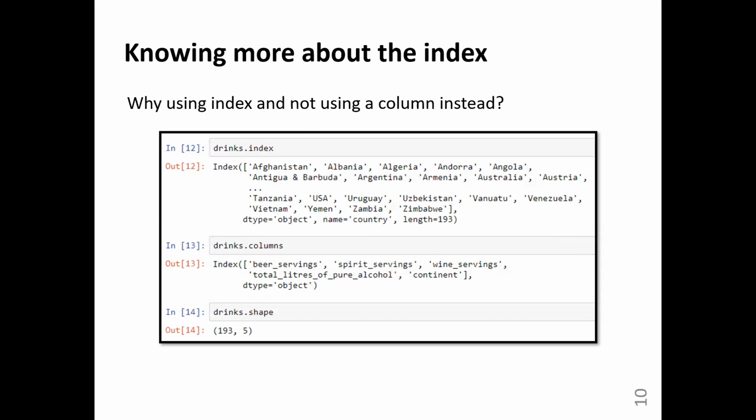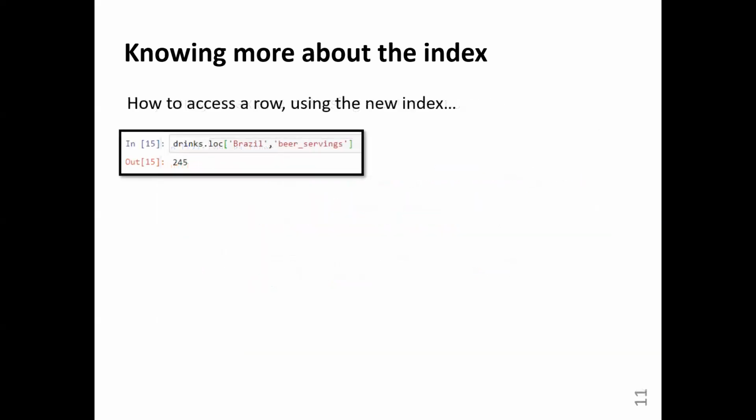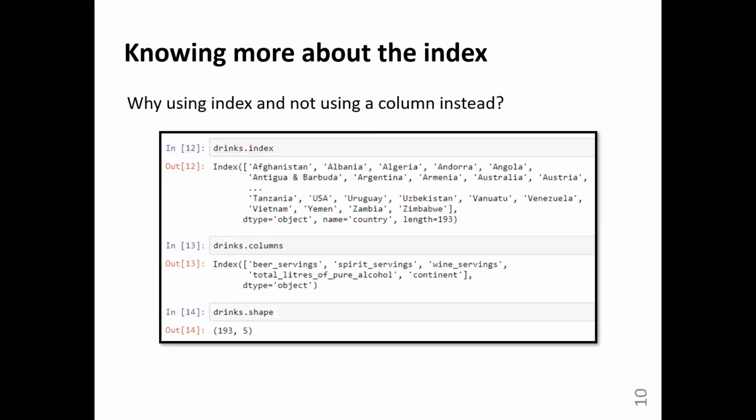But if you check the columns, we don't have country. If you check the shape, it's 193 by 5, not 6 anymore. Country is not a part of the data frame. Awesome. This time you don't need to say go to line number 23. You can directly say, go to Brazil and show me the beer servings. It makes more sense, right? Please make sure that you get the same result. Technically, this is the command.